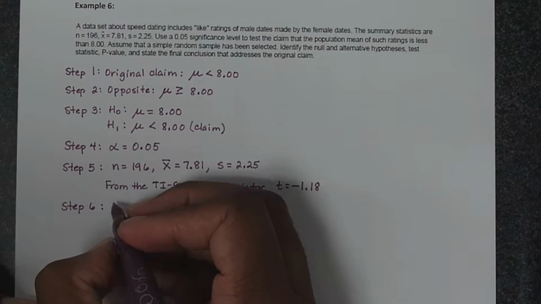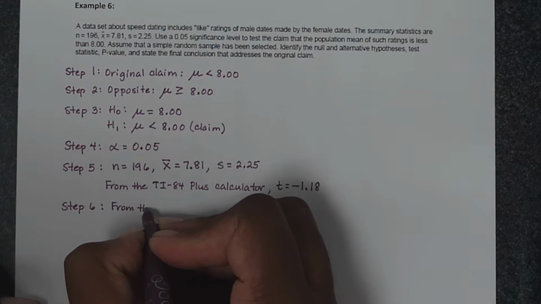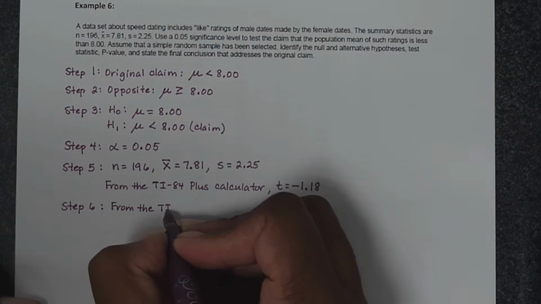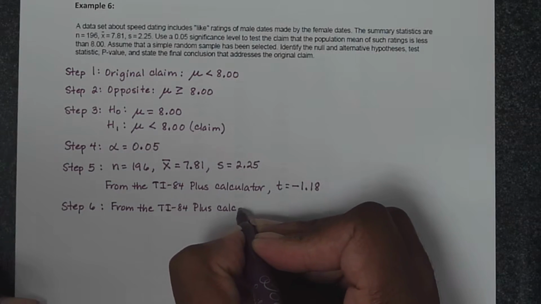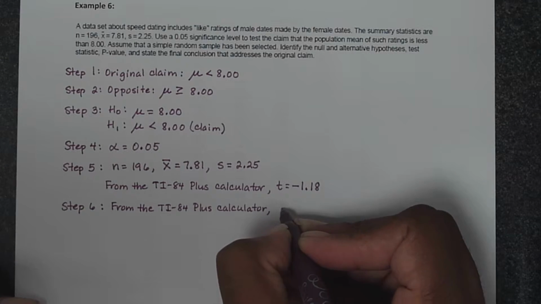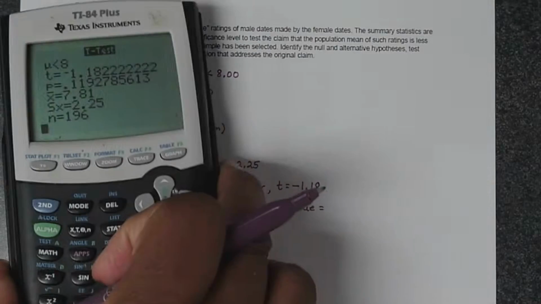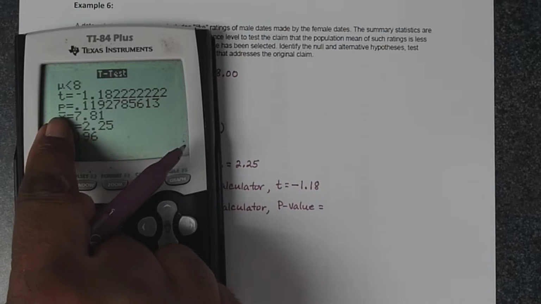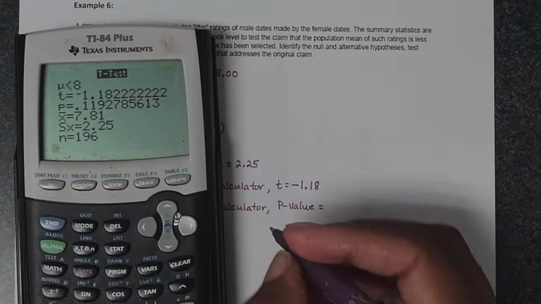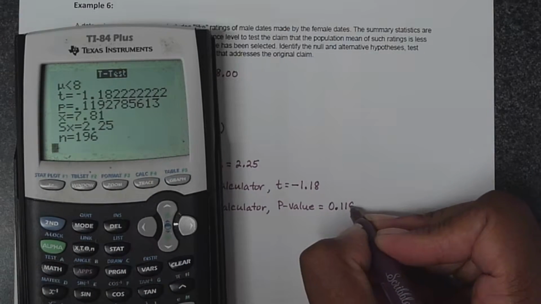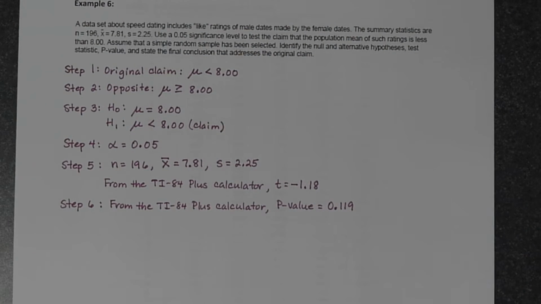Now, step number 6 is going to come from the TI-84 Plus calculator as well, because here we want the p-value. Since they asked for the p-value in the directions here, we can get that from right here. Underneath t is the p-value. Here's p. Let's take 3 decimal places. If we were to round to 3 decimal places, that's going to be 0.119. So 0.119 would be your p-value.